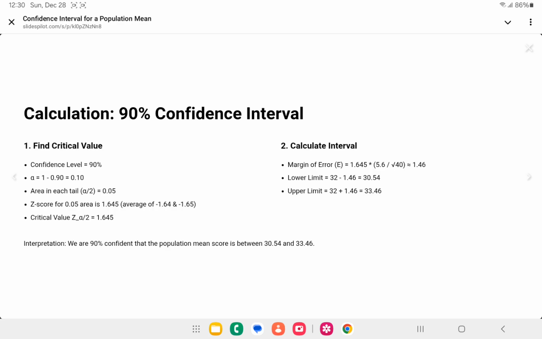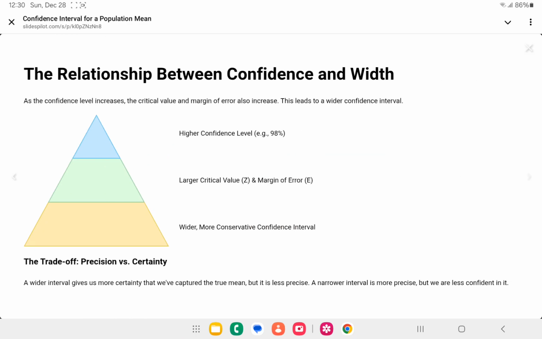The 98% confidence interval has 0.01 in each tail and has a Z critical value of 2.33. So the margin of error will be 2.06, the lower limit will be 29.94, and the upper limit 34.06. From the results, we see that as confidence level increases, the critical value Z increases, the margin of error increases, and consequently, the confidence interval becomes wider.